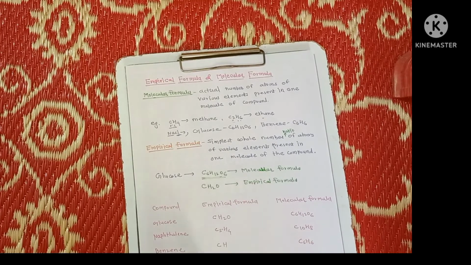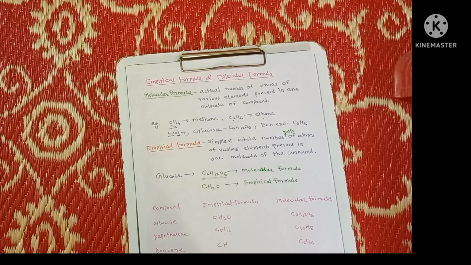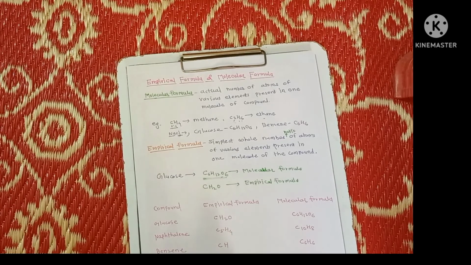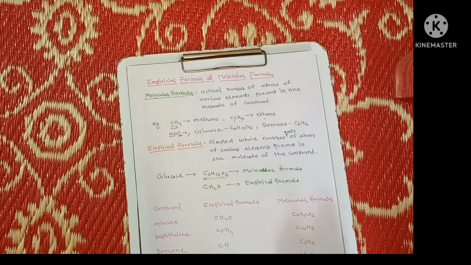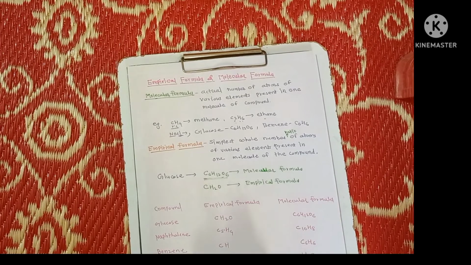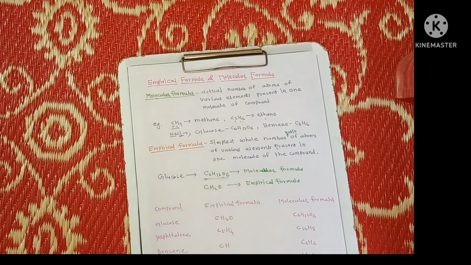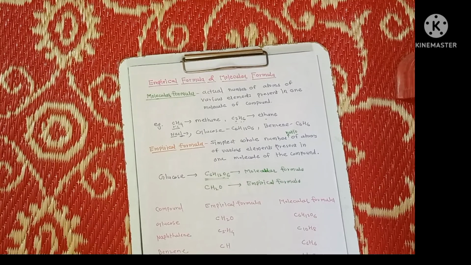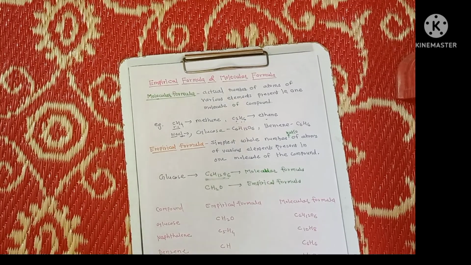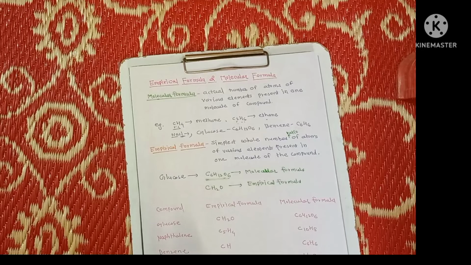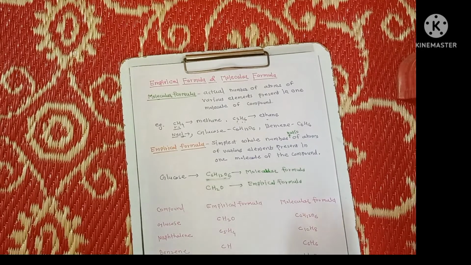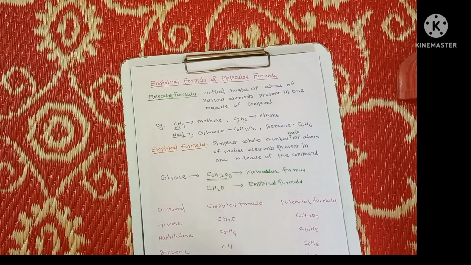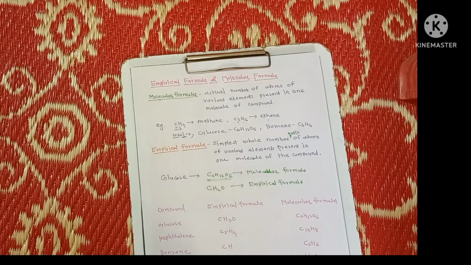Then another example is hydrogen peroxide, that is H2O2. Here 2:2, that is H and O, so HO is the simplest form or empirical formula of hydrogen peroxide. Then again one example, ethane, that is C2H6, that is CH3. It is the simplest form or empirical formula of ethane.